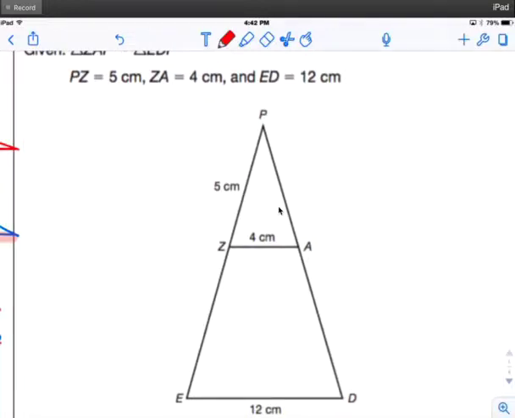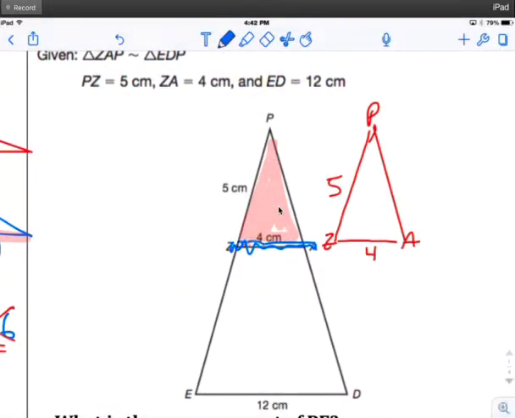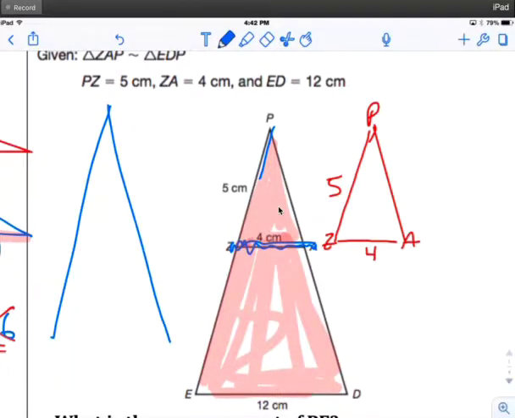We'll start with the small triangle. This is the small triangle here. Okay, so that small triangle is this right here. That's PZA, 4, 5. Okay, the big triangle, you have to pretend this doesn't exist. So you got this big one, continue like that. If the middle doesn't exist, so you have P at the top right here, E here, and D there.